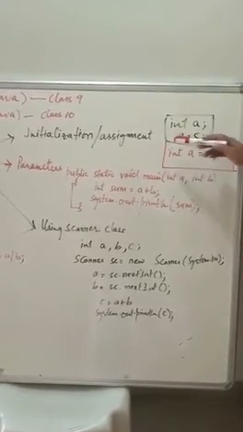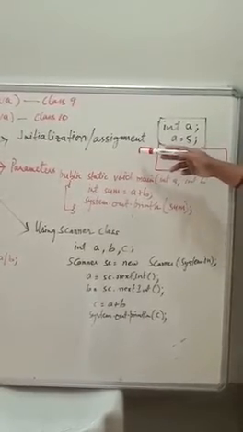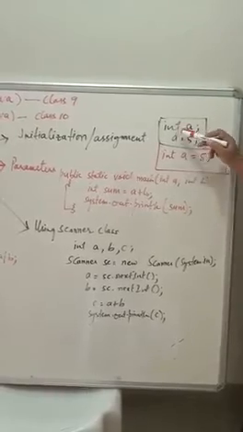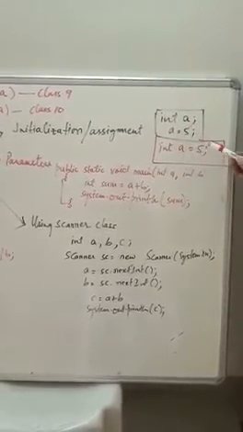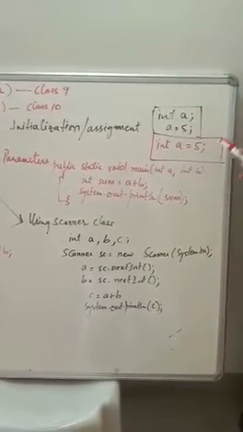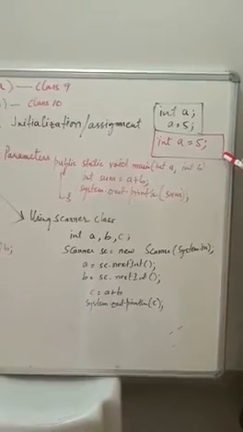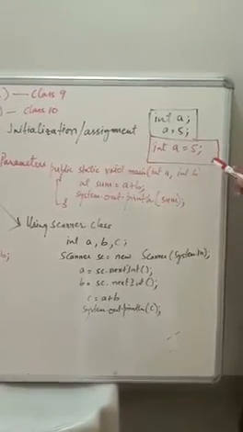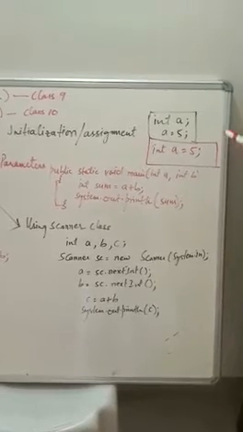Next, let us see the different ways we can give input to our variables. The first one is initialization or assignment. In assignment, we first declare a variable int a, and then we assign a value to this variable a. So this is known as assignment. And in this statement, int a = 5, this is known as initialization. It means that at the time of declaration only we are giving a value to the variable. So this way of giving input is known as initialization or assignment.